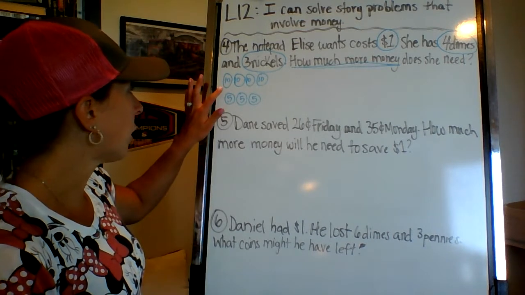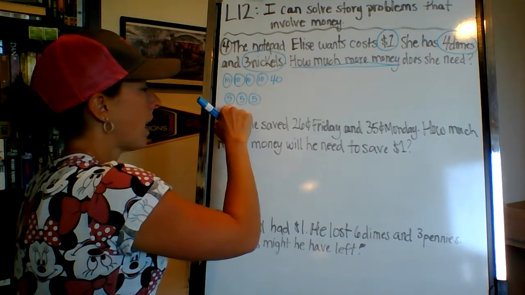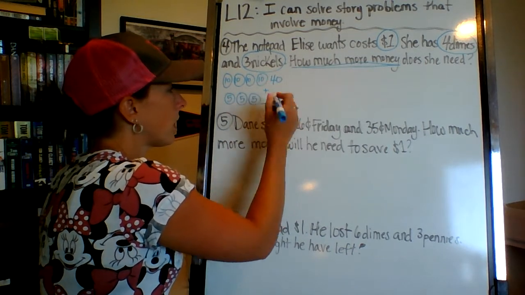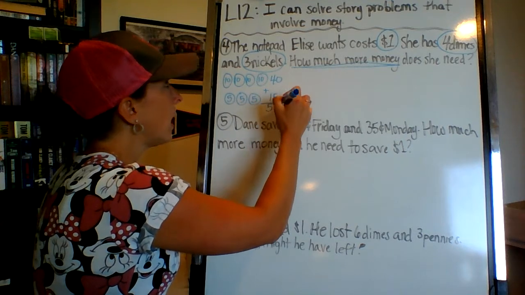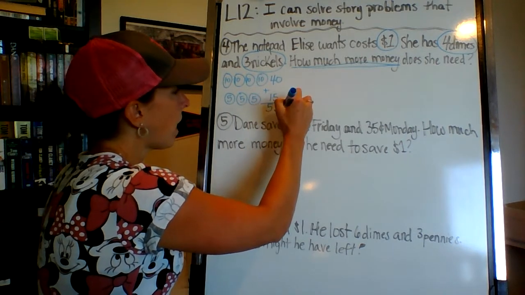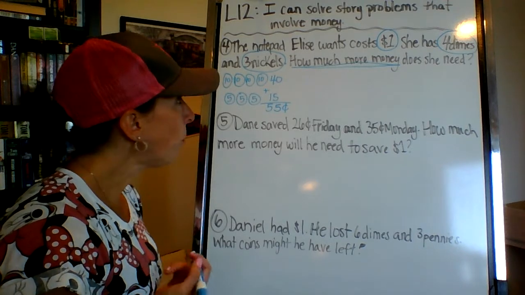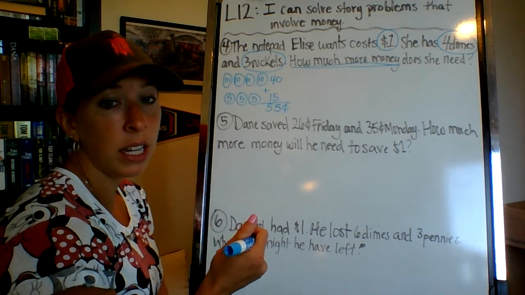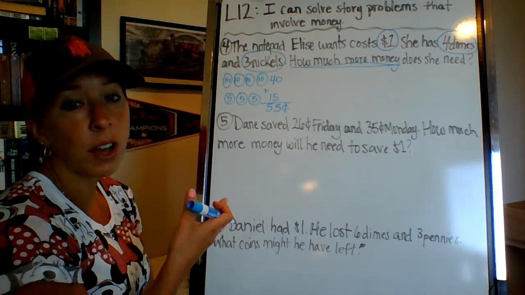Okay, and then we need to count up what the total is. So let's count by tens first. 10, 20, 30, 40. 5, 10, 15. And we can just kind of add those two things together. 5, 4 plus 1 is 5. So right now, she has 55 cents. So that's what we figured out so far. The notepad that she wants costs $1. How much more money does she need so she can buy the notepad? So let's work from 55 up to $1.